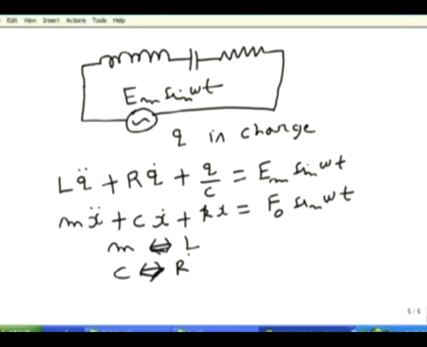C causes energy loss in the system, R also causes the energy loss. It is dissipative, here also it is dissipative. K is analogous to 1 by C. Capacitor is like spring. Spring stores potential energy and at times it releases. Similarly, the charge is stored in the capacitor and then it is released. So, therefore, you can have the analogy between these two.